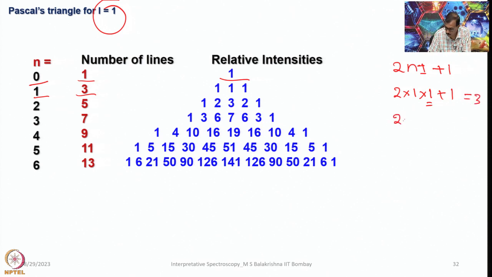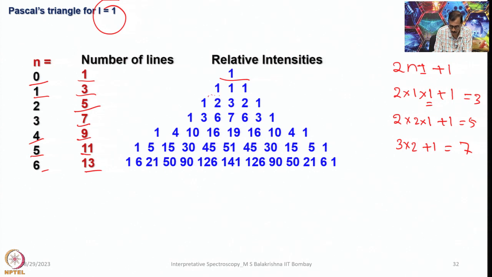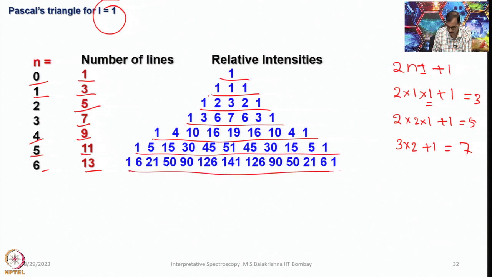If 2 are there, 2 into 2 plus 1, so we get 5. This is how you can calculate. And if 3 are there, 3 into 2 plus 1, so we get 7 lines. So you should be able to calculate. The corresponding intensity ratios for the number of peaks go like this. This Pascal triangle holds good for those nuclei which have I equals 1.